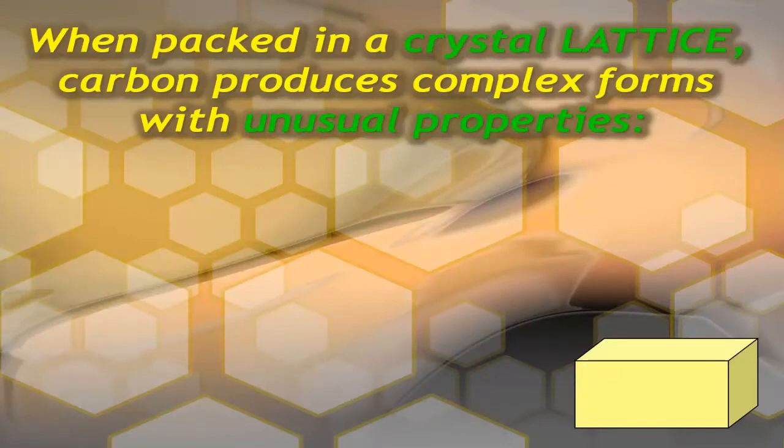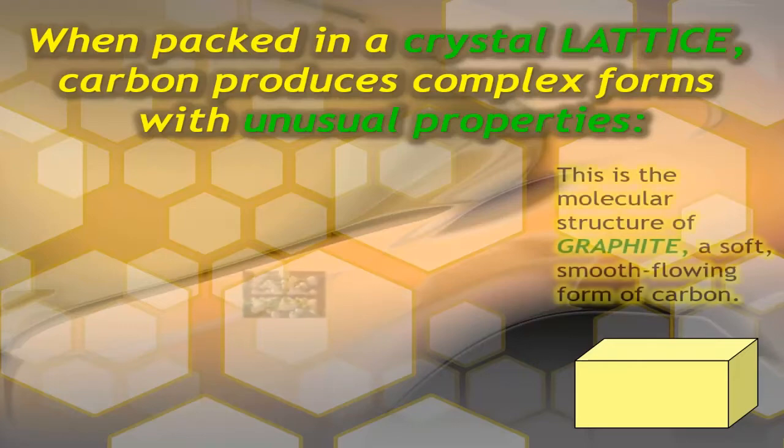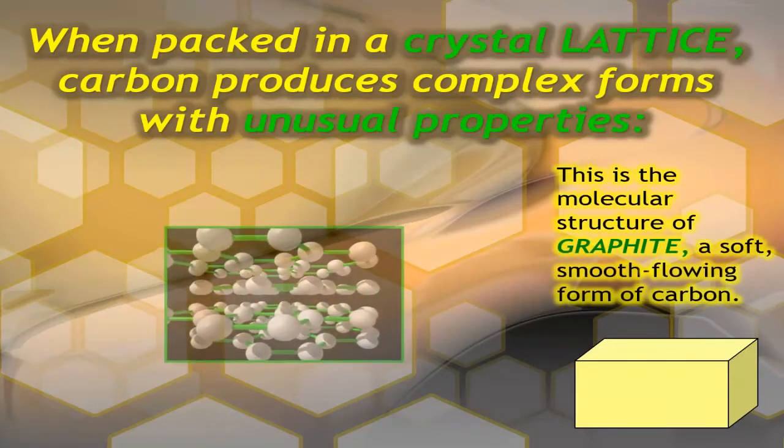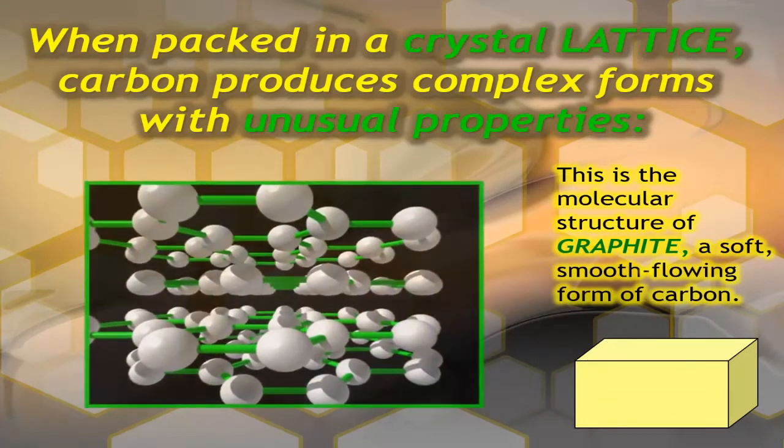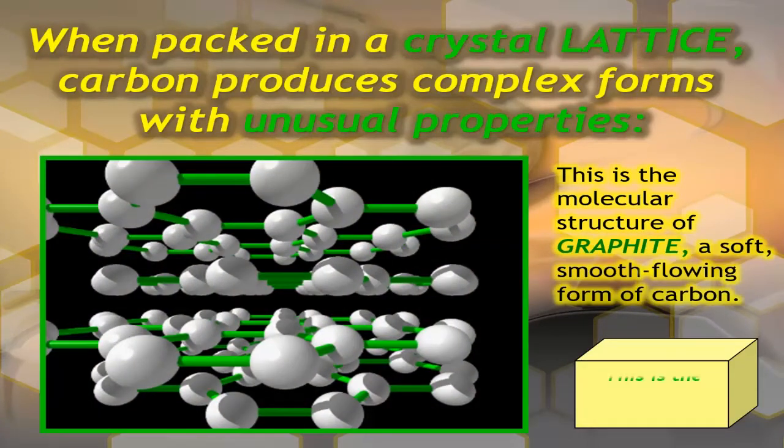Now, instead of talking about a liquid, like the contents of a cell, let's talk about a solid. If we take just carbon atoms by themselves and arrange them in solids, they produce complex forms with unusual properties according to how their crystal lattice is organized. In this illustration, the gray spheres represent atoms of carbon. The green rods represent bonds between them. This is the molecular structure of graphite.